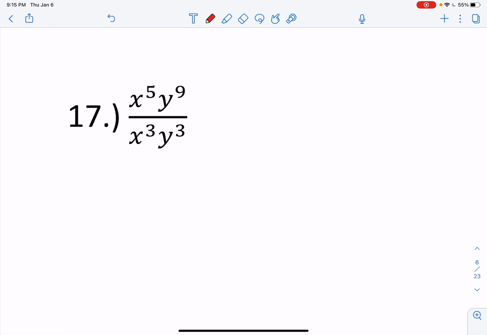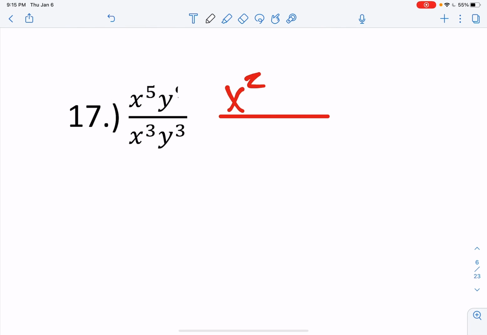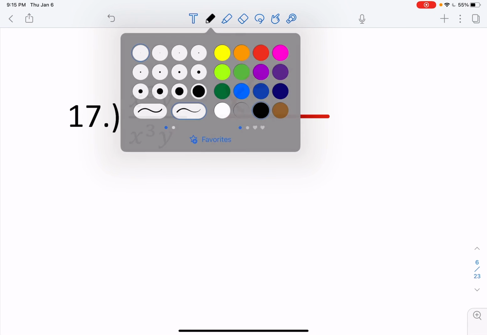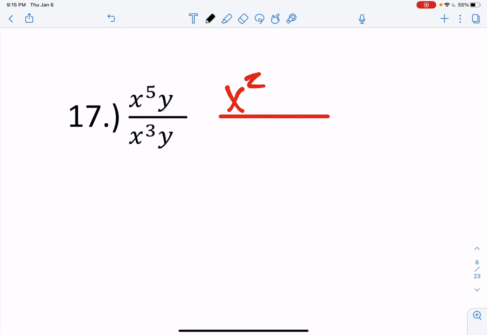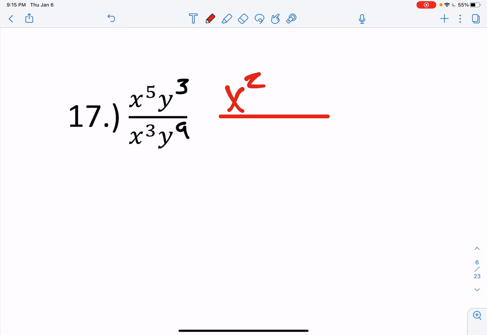Actually, I'll do one with the variables. So 5 x's up top, 3 on the bottom. It means there's going to be a total of 2 x's on top. 9 y's over 3 y's means there's going to be a total of 6 on the top. Now let's say these are reversed. If it looked like this versus where this was 9 and this was 3, then that would change this. So if there's 3 on the top and 9 on the bottom, that means there'd be 6 on the bottom. That's all that changes there.